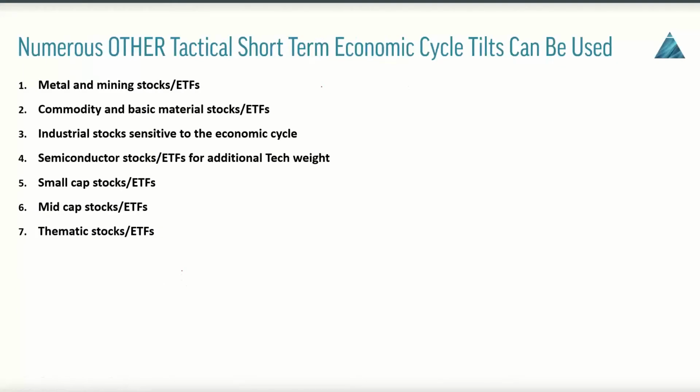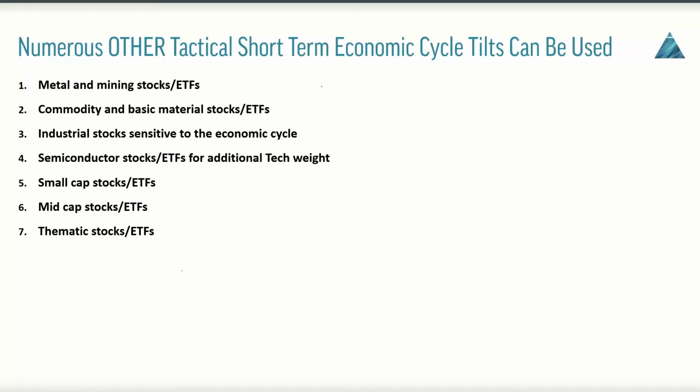Okay, there are a ton of other tactical short-term economic cycle tilts that we could use, right? We've got metals and mining stocks. Again, with the reflation trade, with the economic recovery, all of these tides are going to rise at the same time. Commodity and basic material stocks, or ETFs. Again, utilize the Zacks ETF rank, utilize the Zacks stock rank. We're going to be breaking down for the ETFs that award-winning Zacks rank at the individual equity level, and then rolling that back up to the ETF level. It's a phenomenal tool that you have access to with Advisor Tools and the research system.